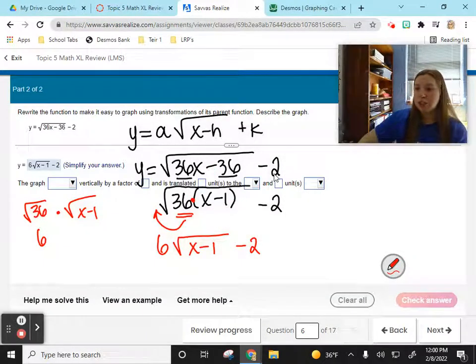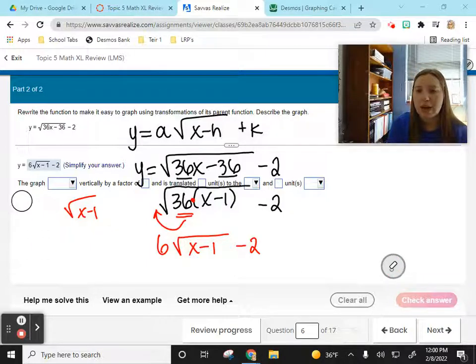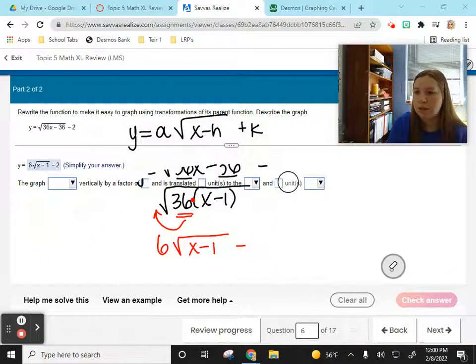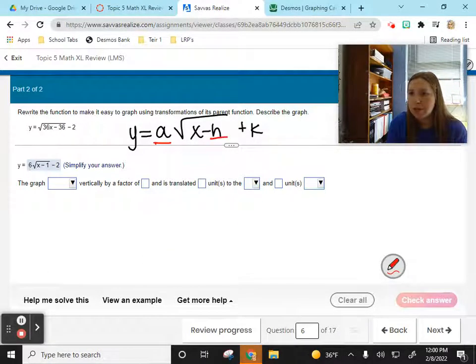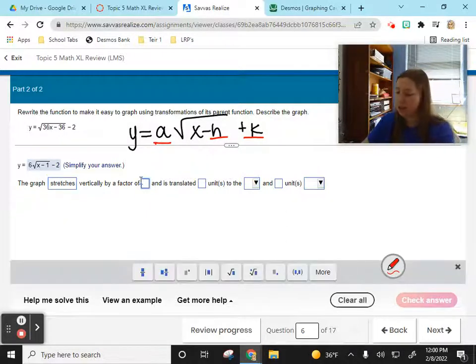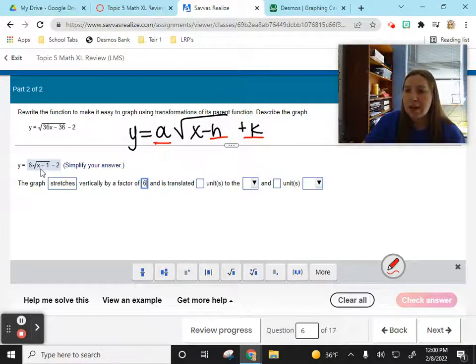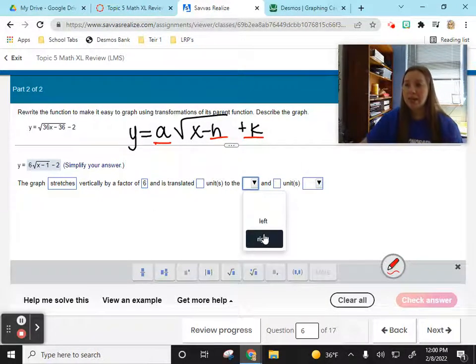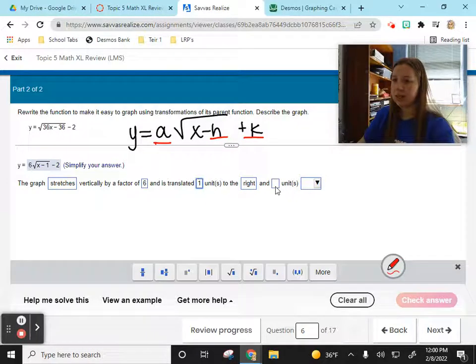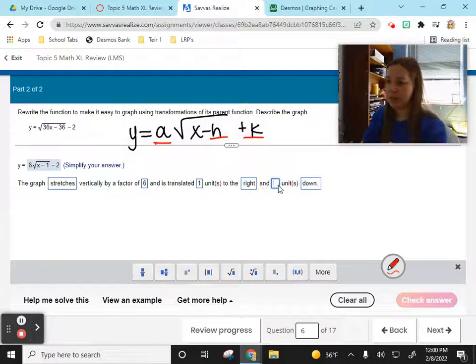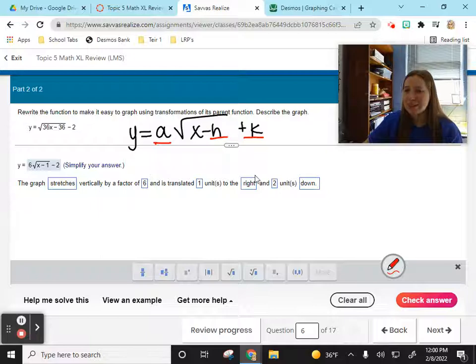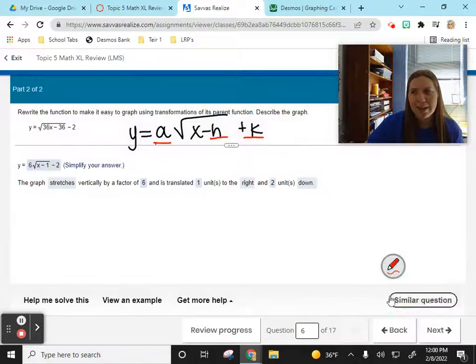And then the last thing we want to do is just answer what these numbers are actually doing to our equation. So I'll get rid of all of my work. And now we're just going to describe what these values do. So my A value is 6, and I know that that's going to stretch me by a factor of 6. My H value is negative 1, and I know negatives move me to the right 1 unit. And my K value moves me up or down. It's negative, so it's down 2 units. I like to answer this word first before I fill in the numbers. But maybe I'm backwards with that. I don't know.